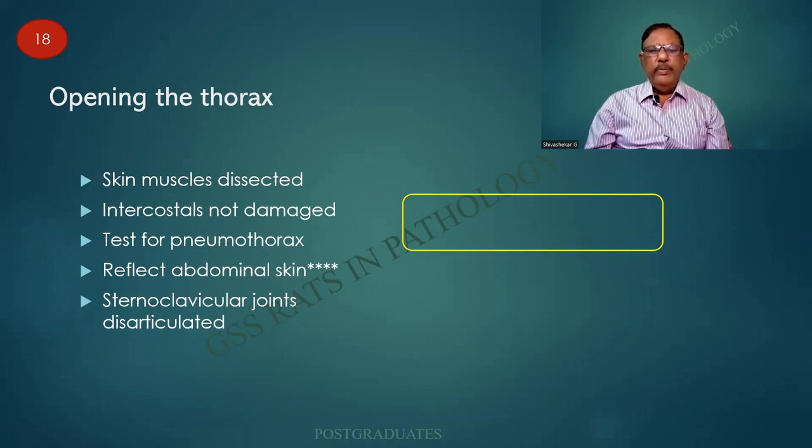You will have to open the portion underwater. You give a trauma without piercing the lung. And if there is going to be any bubble of air that is going to come out of it, it is indicative of a pneumothorax. I shall show you better pictures of it. You reflect the abdominal skin also. Sometimes the sternoclavicular joints are disarticulated. The rest of them are left as it is.